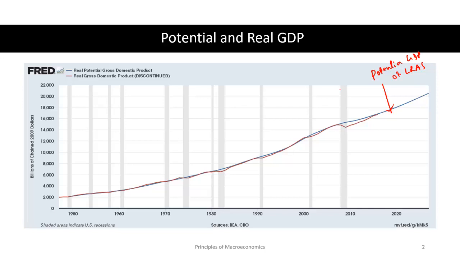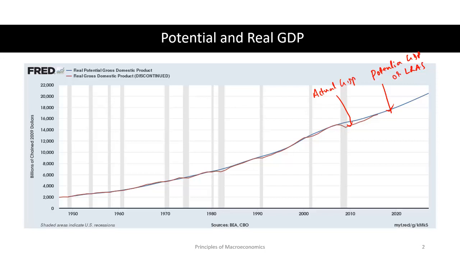And actual GDP is the red line here. So this red line is the actual GDP. We can see that in some years, your actual GDP is above the potential GDP, or in some years, your actual GDP is below the potential GDP. One of the biggest recessions we had since the Great Depression of the 1930s was the 2008 financial crisis. You can see how our actual GDP is way below the potential.